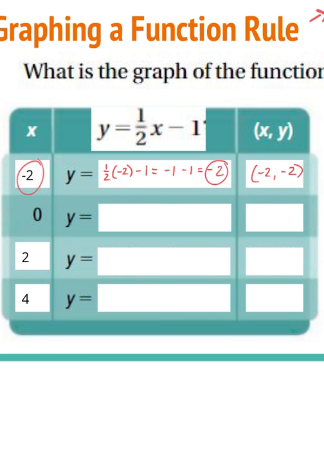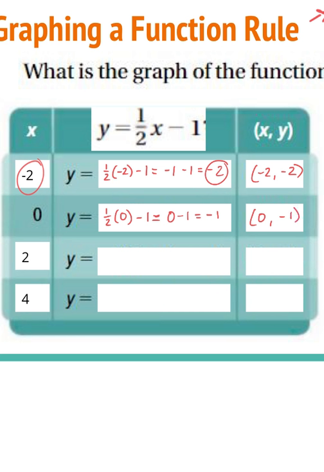Next one, we're going to plug in for x equals 0. So y is going to be 1/2 times 0 minus 1. 1/2 times 0 is just going to give us 0, minus 1 equals negative 1. So we're going to get the point 0, comma, negative 1.